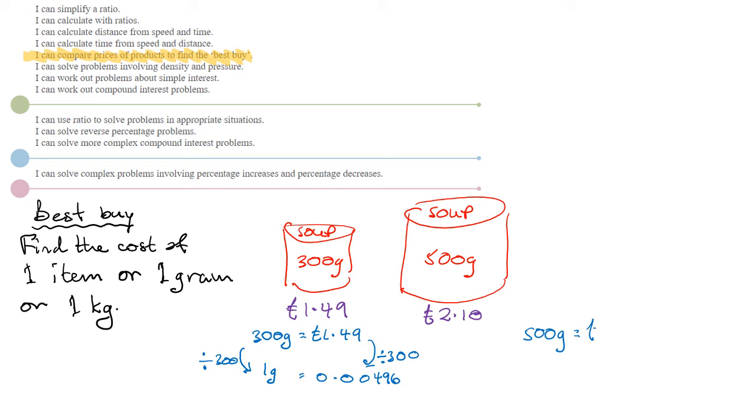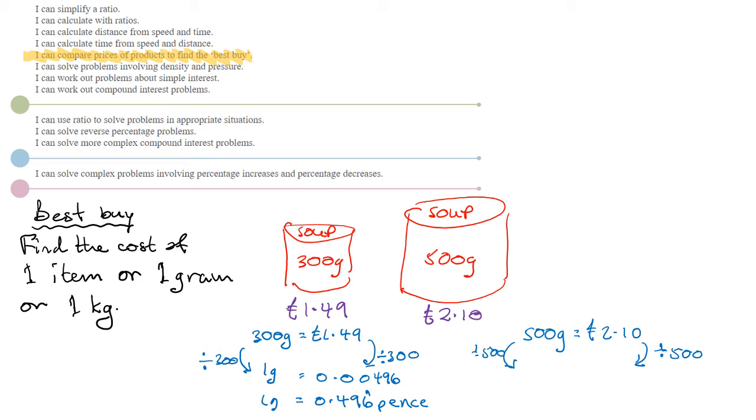for £2.10. So I want to find the cost of 1 gram, so I'm going to divide by 500. I think the last answer was in pounds and pence, since I started with pounds and pence. So I think actually 1 gram is equal to 0.496 pence, and I think the 6 recurs at the end.